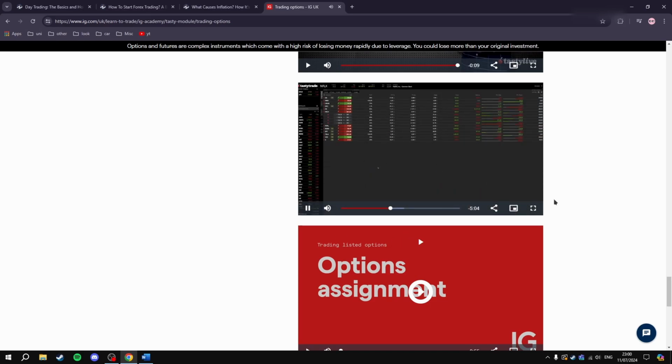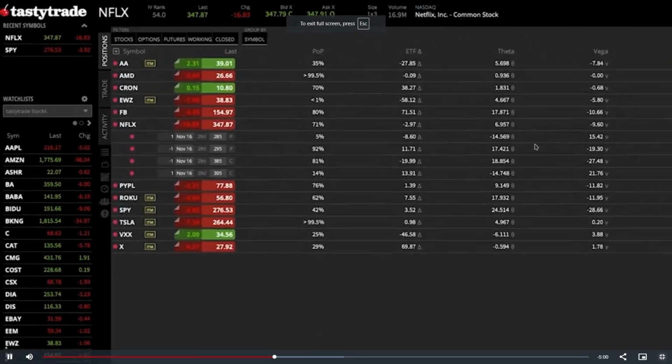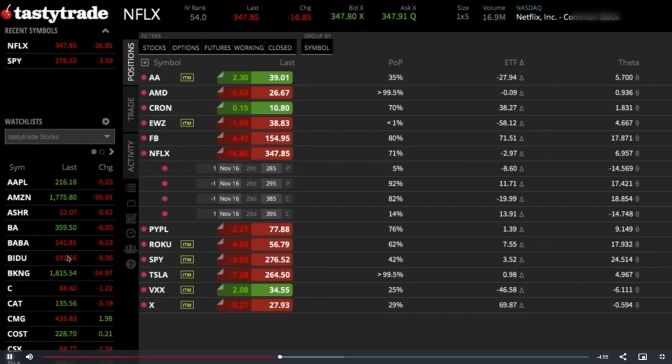Here we are in the Tasty Trade platform, where we can easily place, adjust, and close trades. You can see my watch list along the left side, where I can see what's going on with the stocks I'm interested in. I think this is Netflix. Along the top, you can see that I've typed in Netflix, and the stock details are listed to the right.